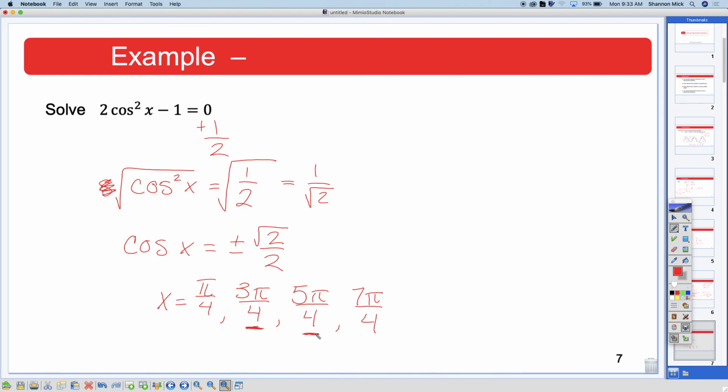So do we need to write a negative sign? No, because the angles aren't negative. The negative is in the square root of 2 over 2.